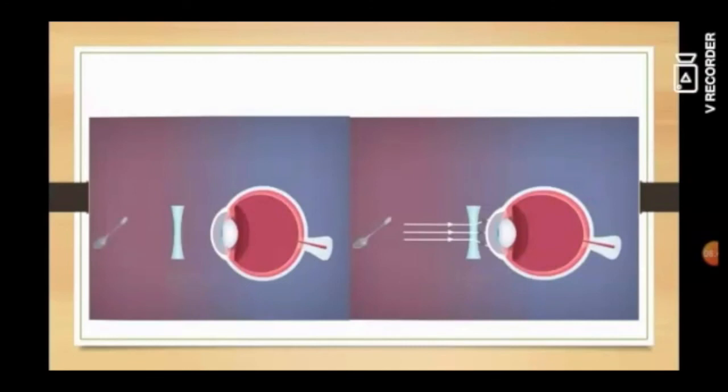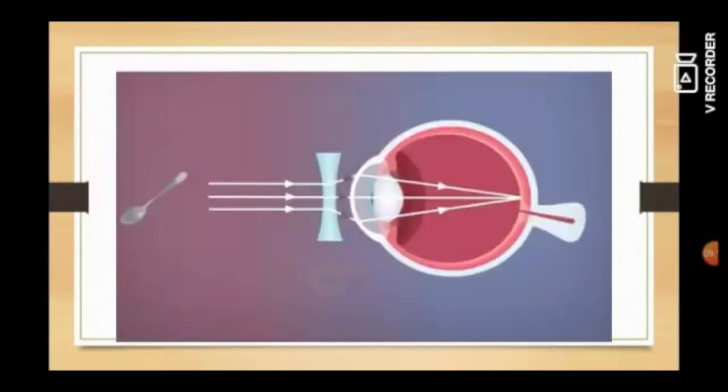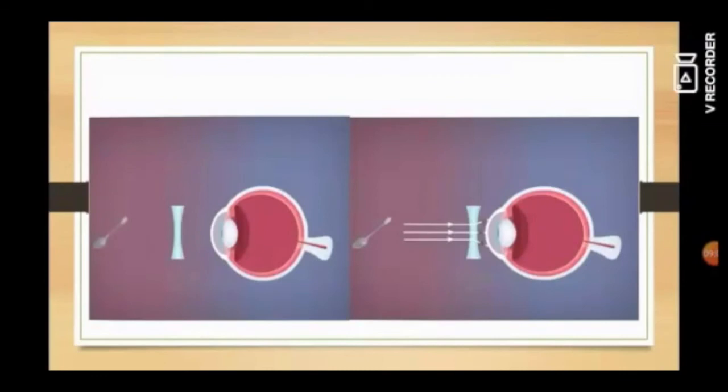How can we correct this defect? Yes, we have a solution. It can be corrected by using a concave lens. Why concave lens? When we place a concave lens in front of the myopic eye, as you can see in figure 1, the concave lens diverges the light rays. And you can see in figure 2 that these divergent rays refract and come together on the retina instead of in front of the retina.